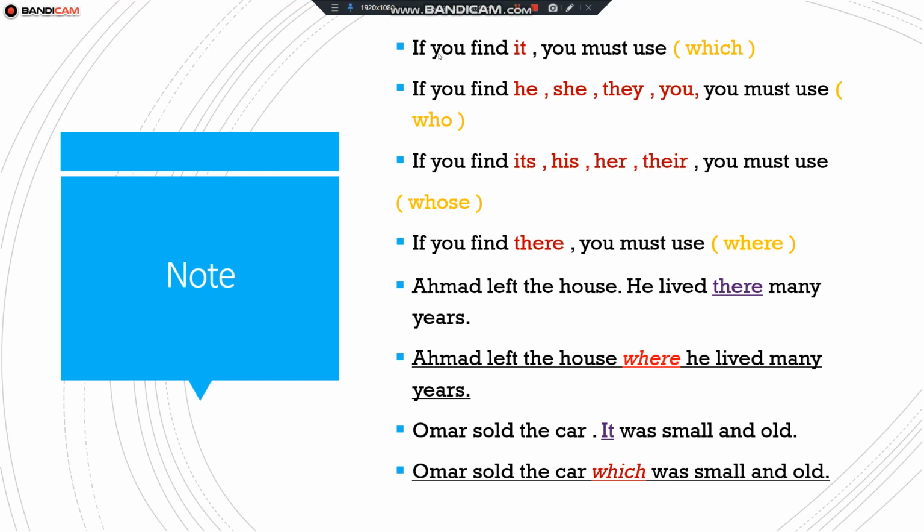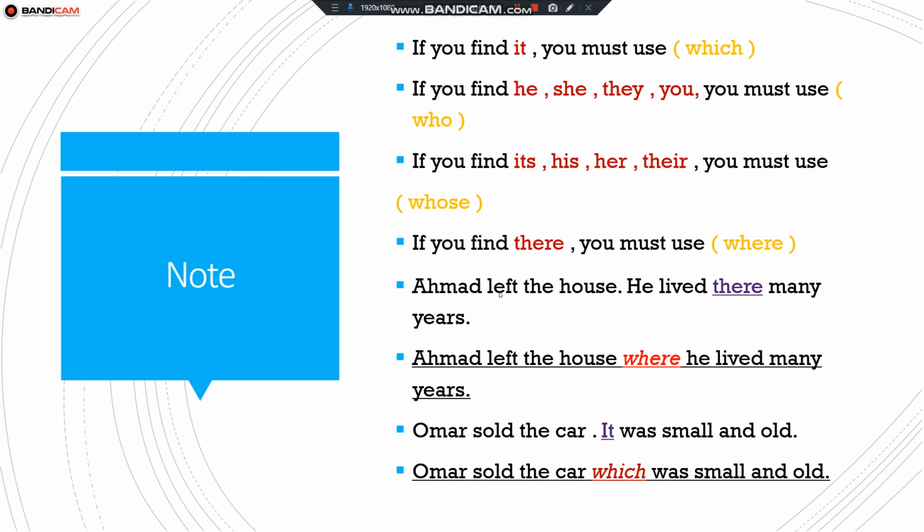Okay, listen to me. If you find it in a sentence, you must use which. هبدأ سهلة عليك يا شباب. If you find he, she, they, or you must use who. Or if you find it's, his, her, or their, you must use whose. Or if you find there, you must use where.